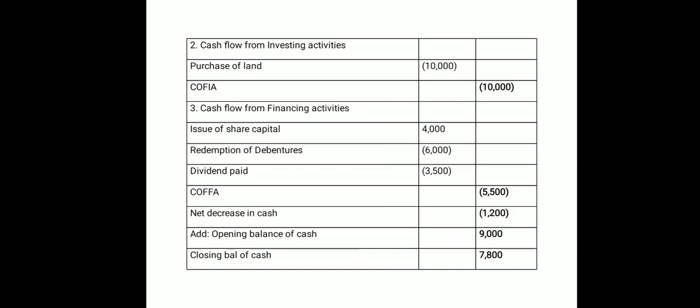And once we get the net increase or decrease in cash, we need to add it to the opening balance of cash and make sure you get the closing balance of cash which is given in the balance sheet. So I hope you have understood. Just I wanted to say, you should never get confused that from the balance sheet also 10,000 extra purchase of land, and in the additional information also 10,000 purchase of extra land, so total purchase 20,000.